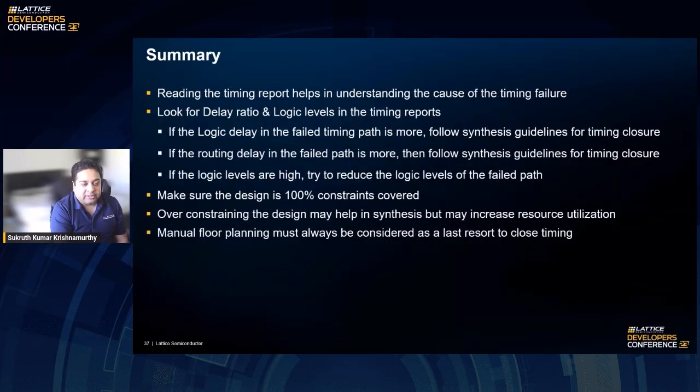Coming to the summary section, today we talked about how to read timing reports, which helps in understanding the cause of the timing failure. Always look at the delay ratio and logic levels in the timing reports. If the logic delay in the timing failed path is more, follow synthesis guidelines for timing closure that are mentioned in the slides. If the routing delay in the failed path is more, then follow synthesis guidelines for timing closure again. If the logic levels are high, try to reduce the logic levels of the failed path. If nothing works, then try to do floor planning.